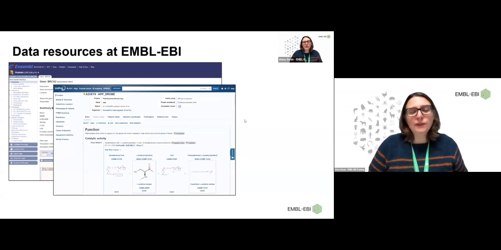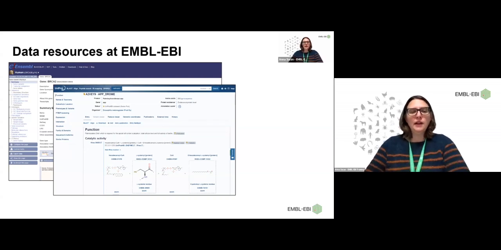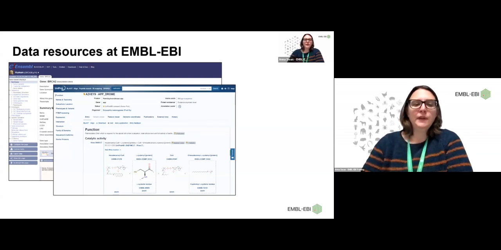UniProt is another EBI resource, which is all about proteins, so protein sequences and function. This is the place to go if you're interested in learning more about a specific protein. So you can even just go straight ahead and put the name of a protein into the search bar, and you'll find out all about it.